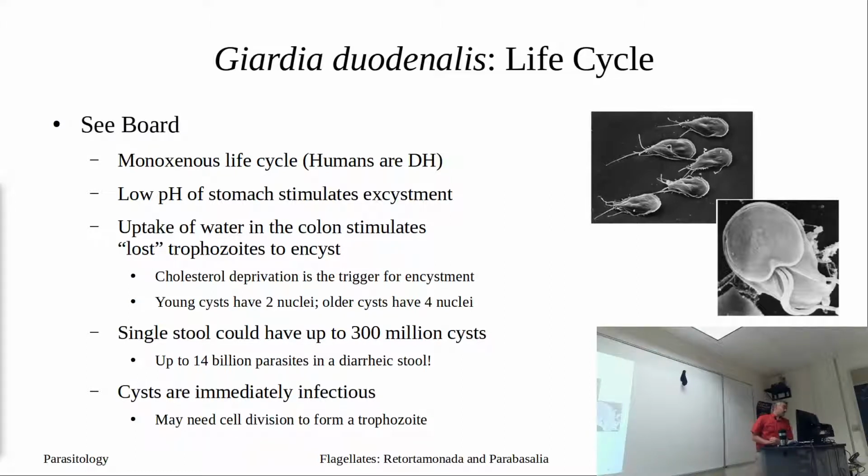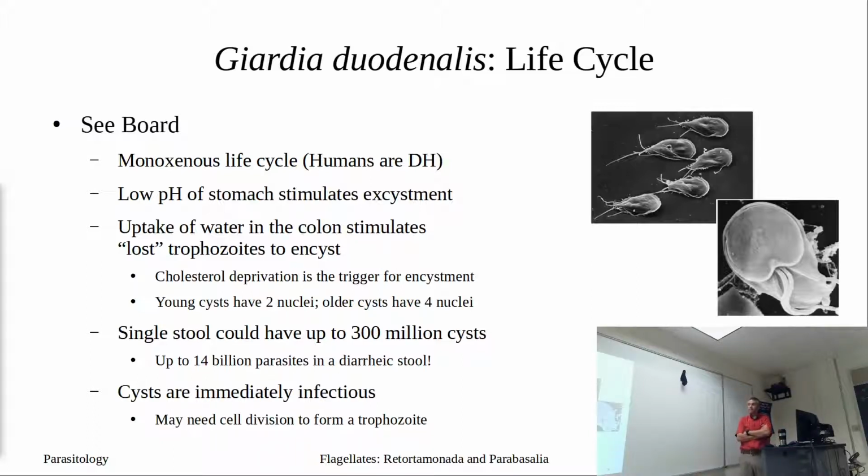All right. Single stools of infected individuals can have up to 300 million cysts. That's what can survive out in the environment. Are cysts. In some cases, especially if you have this explosive diarrhea that's associated with this, could have up to 14 billion parasites. That's cysts and trophozoites. As I said, these cysts are immediately infectious. So when those young cysts come out, you could probably ingest one and get infected.